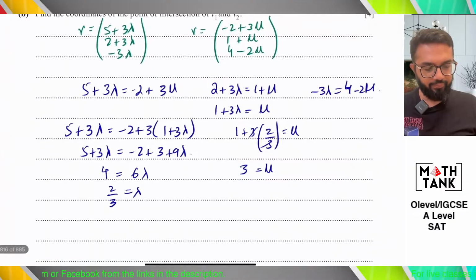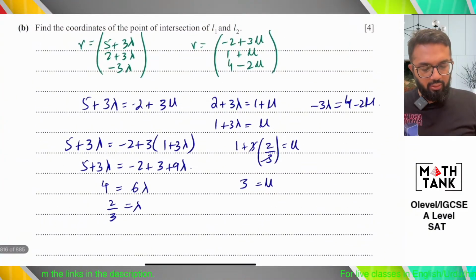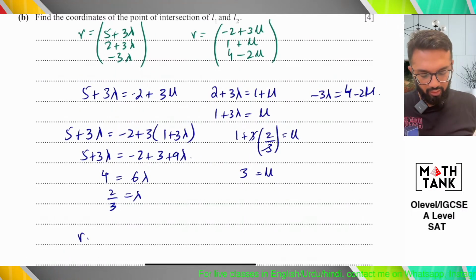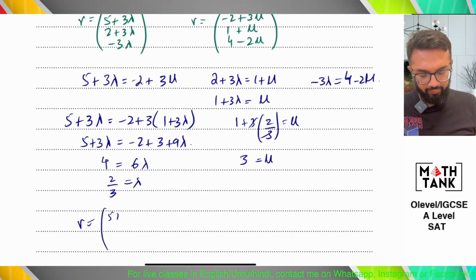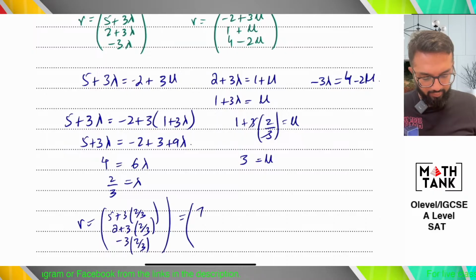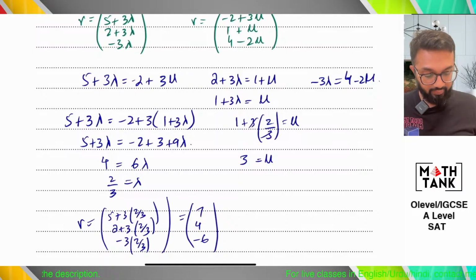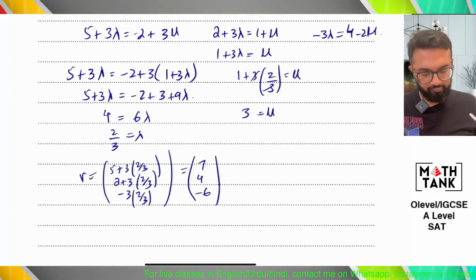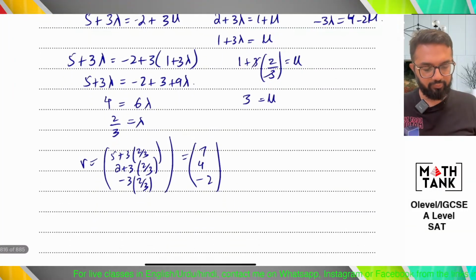Setting off, so. Okay, then R is therefore 5 plus 3 times 2 over 3, 2 plus 3 times 2 over 3, 7, 4, and minus 6. Minus 2. Clear.